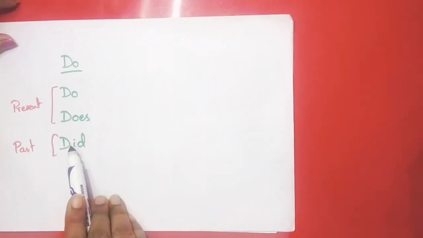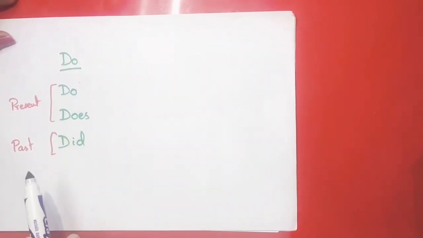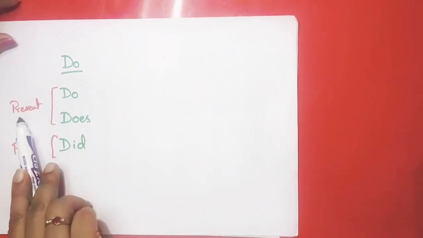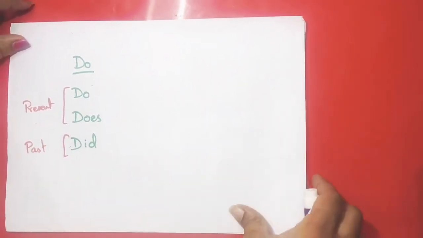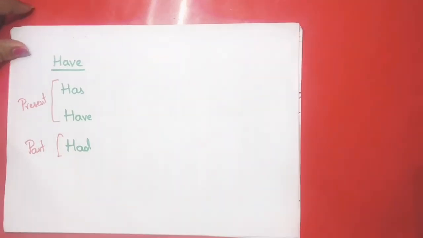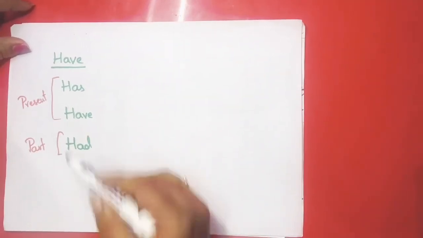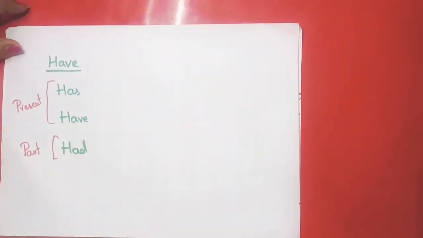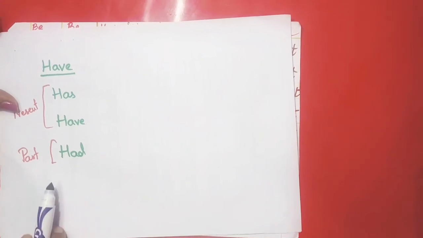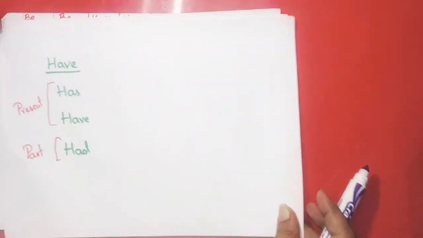Now let us see do forms. Do, does, did comes under do forms. Do and does is present tense, did is used for past tense. Right? Next we have have forms. Has and have come under present tense, had is used for past tense.